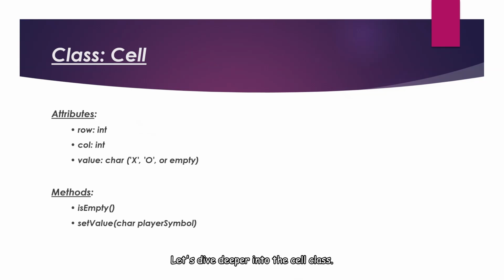Let's dive deeper into the cell class. Each cell needs to have a position in the grid, which can be represented by its row and column. The value attribute will store the mark placed in the cell, either X, O, or an empty state to signify an unoccupied cell. We will define two important methods for this class: the isEmpty method to check if the cell is empty, and the setValue method to assign a mark to the cell. By encapsulating the behavior of individual cells in a class, we maintain flexibility for handling grid-based logic.